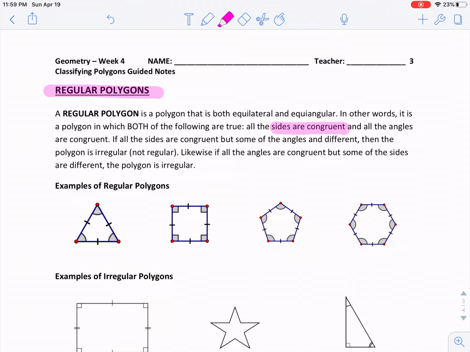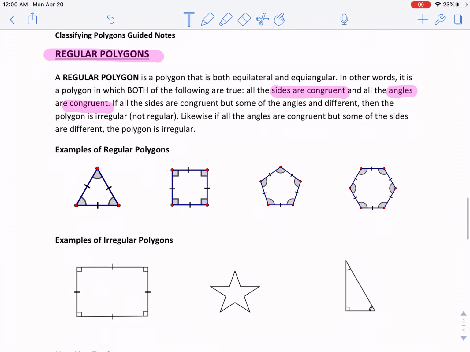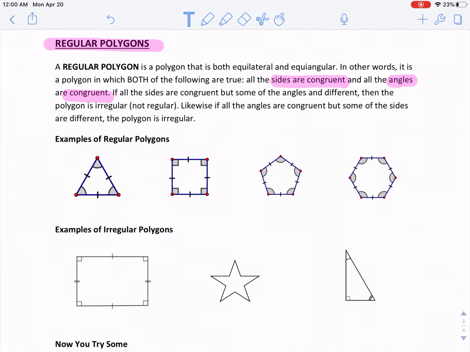The sides have to be the same, are congruent, and the angles have to be congruent. All right, we have to have both. All the sides have to be congruent, all the angles have to be congruent. If you look down here, we have a bunch of examples. There's four. We have a regular triangle or an equilateral triangle, a regular quadrilateral or a square, a regular pentagon, a regular hexagon.